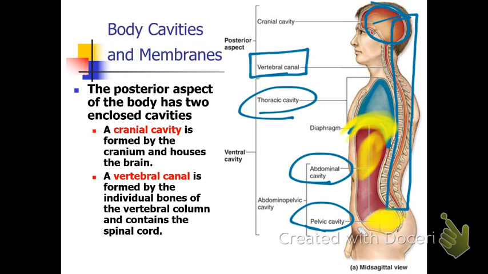Now, what makes this awkward or perhaps a little bit confusing is that there's no muscle separator between the abdominal cavity and the pelvic cavity. And so many books will describe this all together. This is the abdominal pelvic cavity. That's one word, abdominal pelvic, that describes the continuation of the abdominal cavity down into the pelvic cavity.